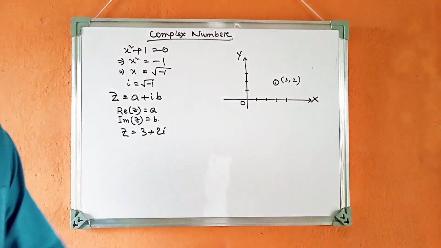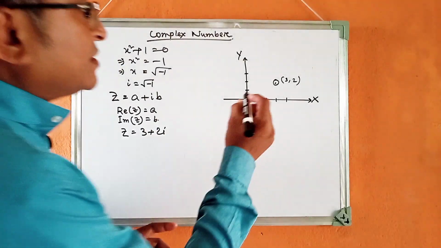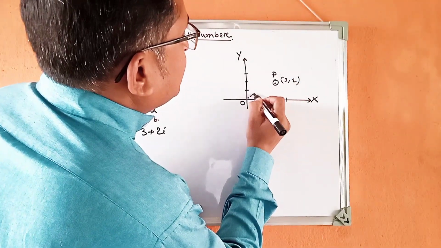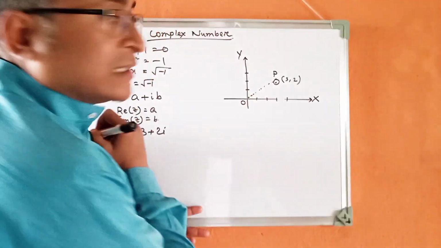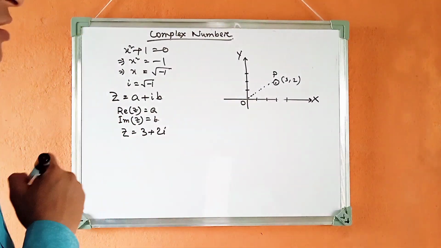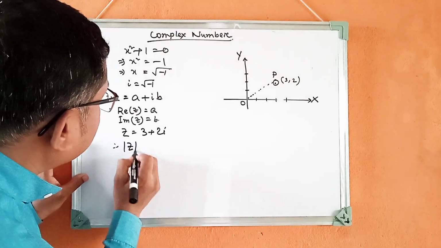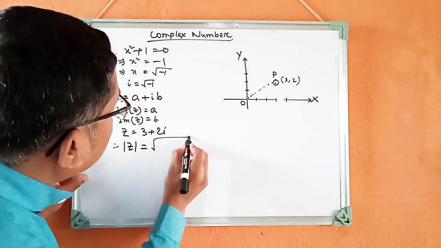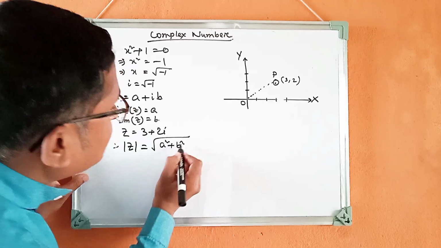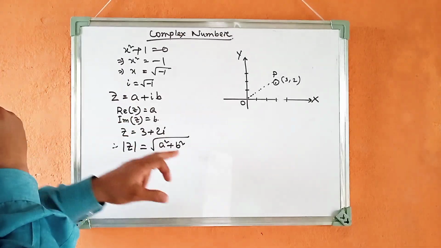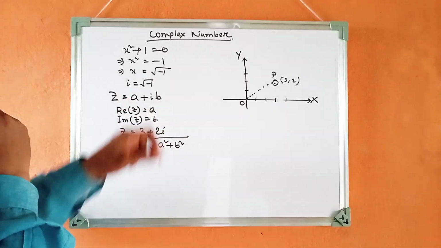Clear everyone? Now suppose this point we call P. What is the distance OP? This is called the modulus of z. Therefore, modulus of z equals root over of a square plus b square in standard form, where a is the real part and b is the imaginary part.